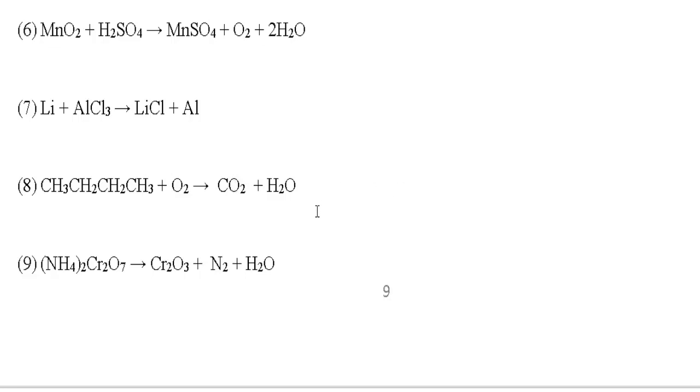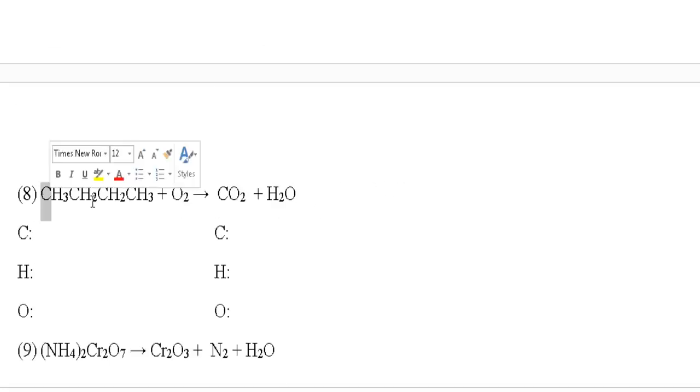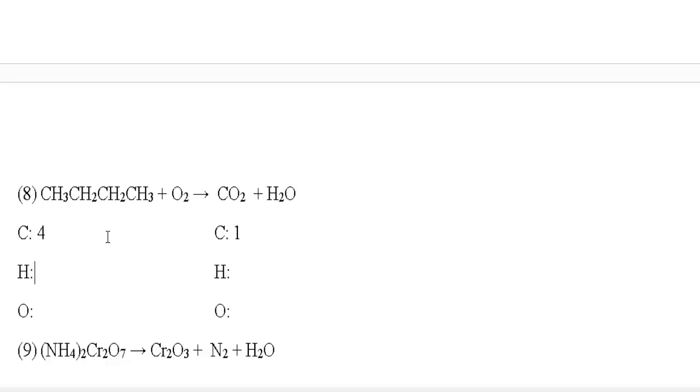So let's do this. All right, carbons 1, 2, 3, 4. 4 carbons here, 1 carbon. Hydrogens, count them. 3 hydrogens plus 2, 5. 5 plus 2 is 7. 7 plus 3 is 10. So we got 10 hydrogens here. We only got 2 hydrogens in our product side. And oxygens, we have 2 oxygens here. And we have 2 plus 1 is 3. So we got 3 oxygens here.